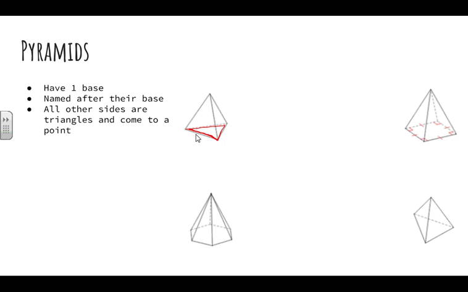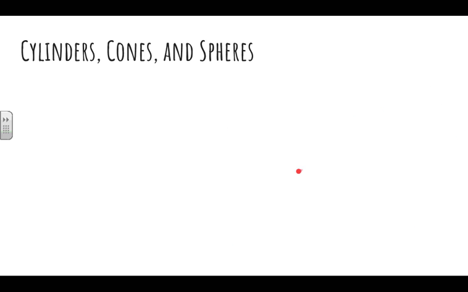So anyway, this pyramid has a triangular base. Now this triangle is not the same as the other triangles in the figure. This triangle is the base. Anyway, this is a triangular pyramid. Over here, this pyramid's base is a rectangle. Therefore, it is a rectangular pyramid. The base of this pyramid is a hexagon, so this is a hexagonal pyramid. And then, again, we have another triangular pyramid here.